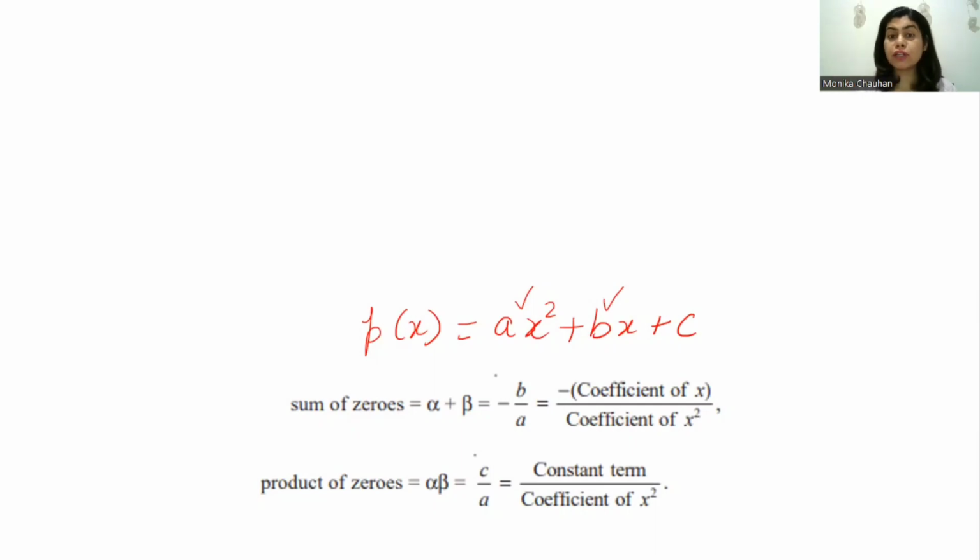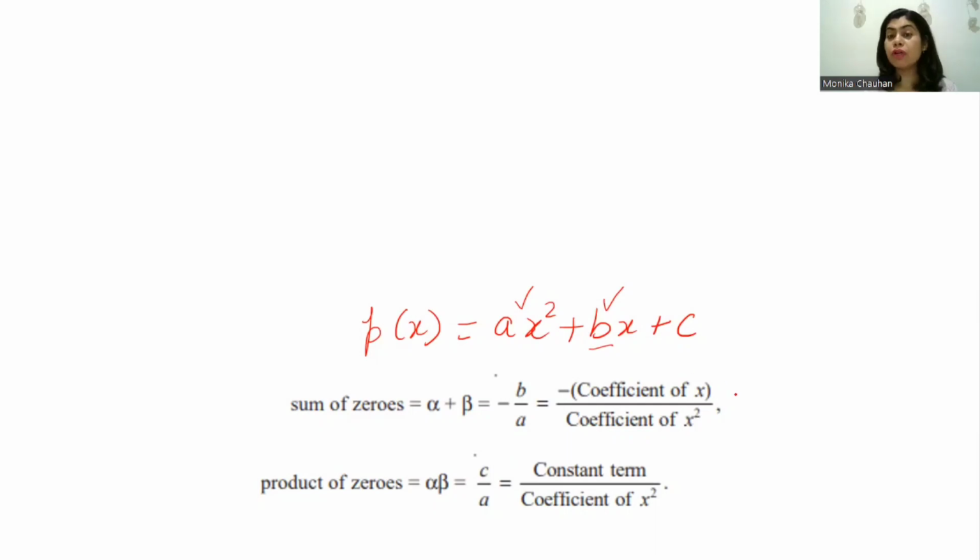Now, where has this b come from? b is the coefficient of x. So minus b upon a, we always remember. Coefficient of x is b, and a is the coefficient of x squared. Writing this full coefficient spelling is a little difficult, so instead, it is always minus coefficient of x upon coefficient of x squared, and we remember it as minus b upon a. And the second one, product of zeros, is c upon a, constant term upon coefficient of x square.